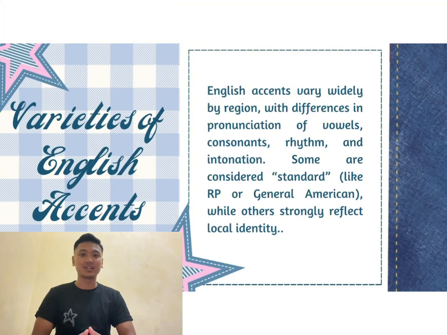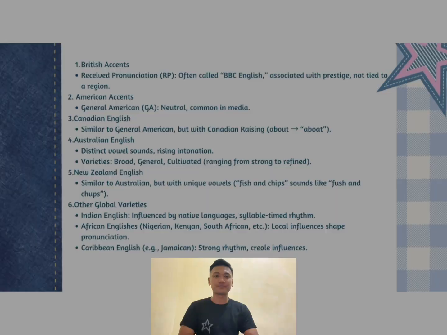Today I'm going to present about the varieties of English accents. English accents vary widely across the world. This difference can be heard in the pronunciation of vowels and consonants, as well as in rhythm and intonation. Some accents are considered standard, such as Received Pronunciation or General American, while others strongly reflect local identity and culture.